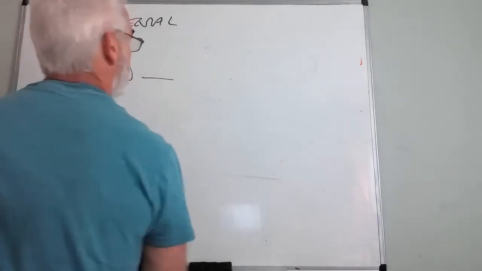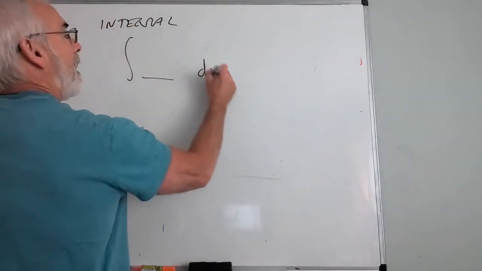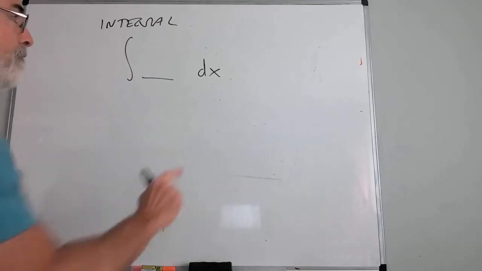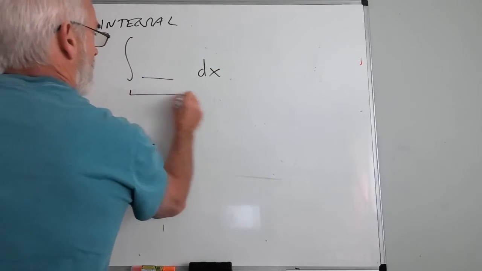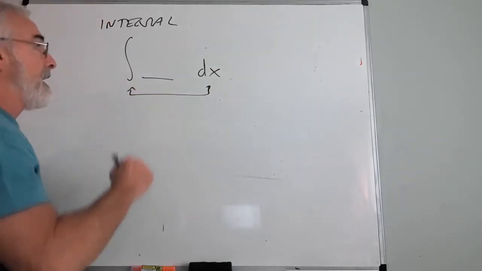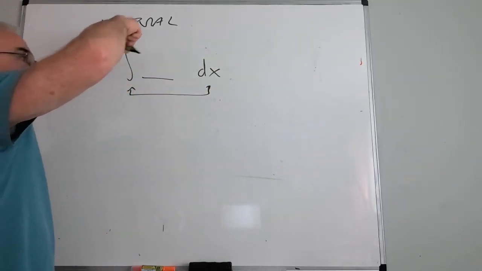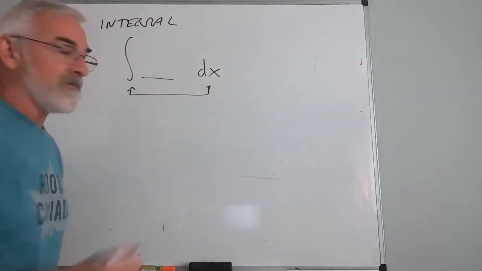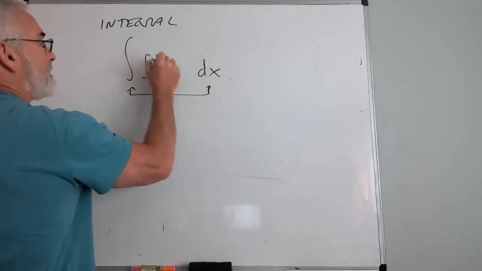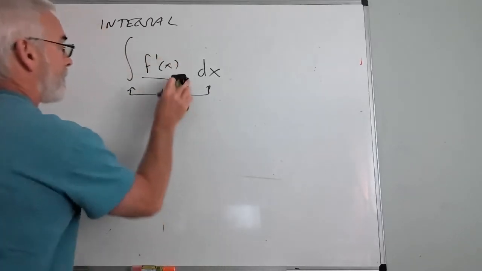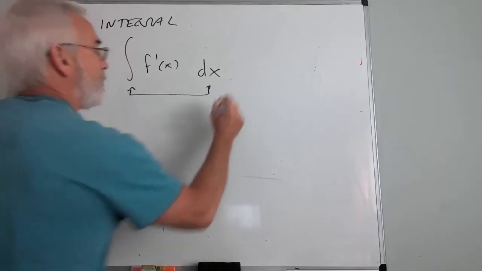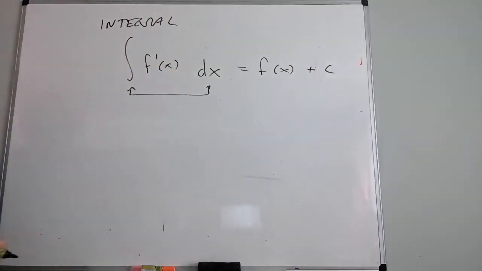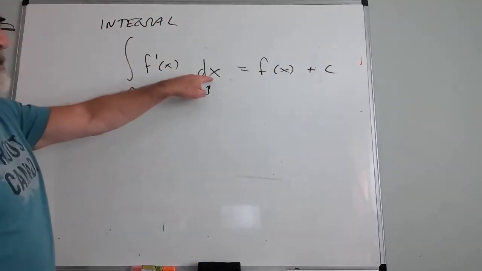So I'm going to put a little blank. There's something in there. And then I'm going to put a dx. I'm going to assume we're working with x at the moment. This is the instruction. These two things go together. This says find the antiderivative of whatever's sitting here with respect to the variable x. So what's sitting here might be, let's call it f prime of x. And when I do that, my answer will be f of x plus some arbitrary constant. This is not a quantity.